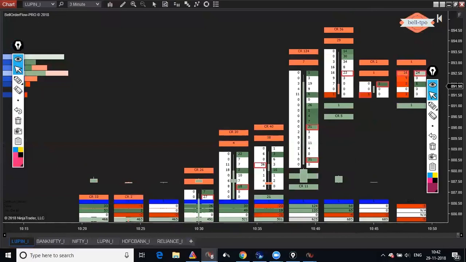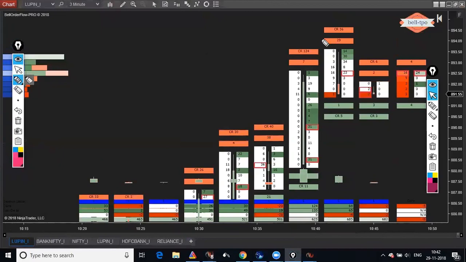Right? So this is one of the places where you can use this as a reference. Now your stop will be pretty tight here. So maybe you can take a stop around 894 or somewhere, and you can take a trade over here. So there is some elongation over there.